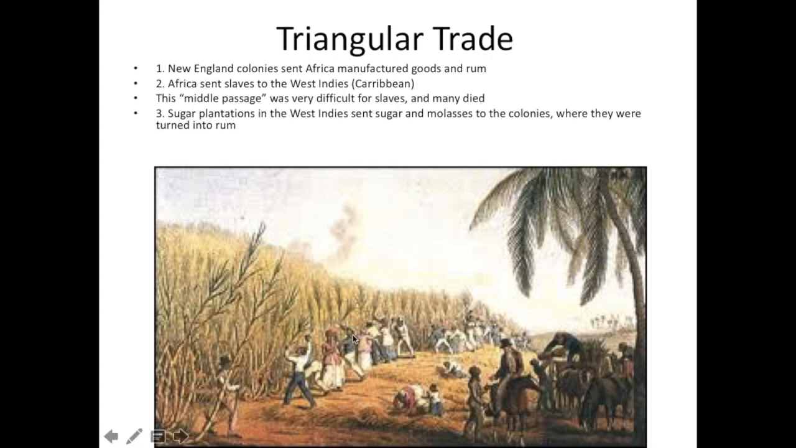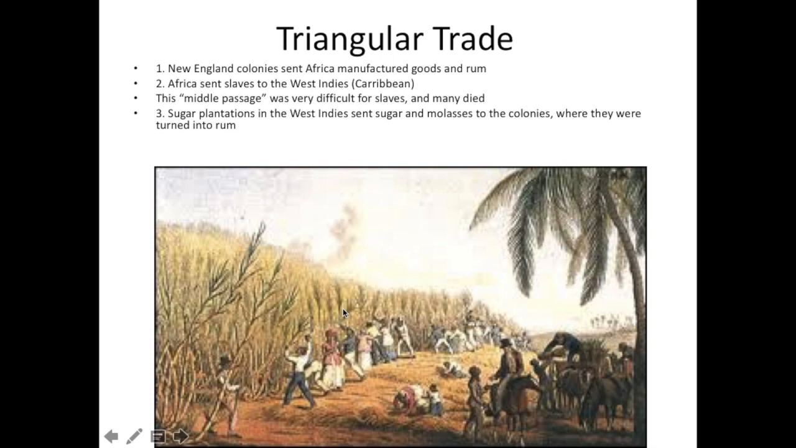These sugar plantations produce sugar and molasses, and sugar especially is needed in the process of creating rum. And ultimately this rum is going to go to the colonies, but also back to Africa.